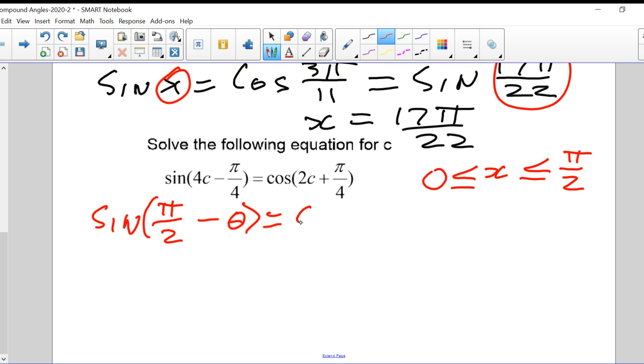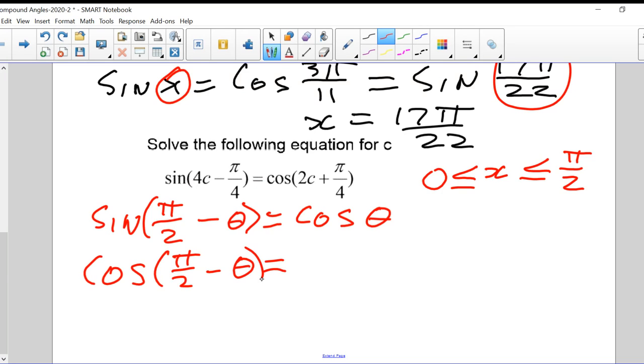is equal to the cosine of theta and also the cosine of pi over 2 minus theta is equal to the sine of theta. So again, one is changing to the other if it's a cofunction. The only change happens when you're deviating from the y-axis, not when you're deviating from the x-axis.